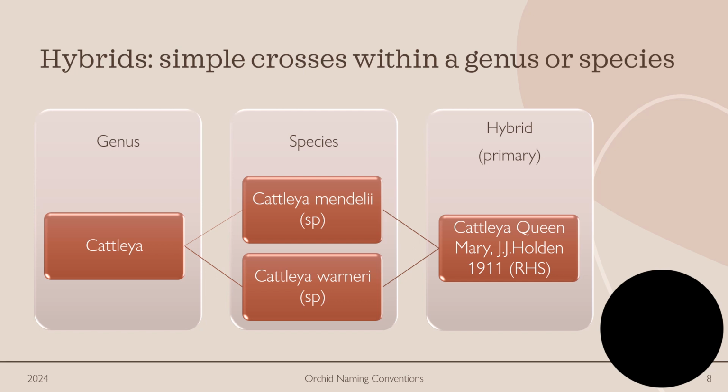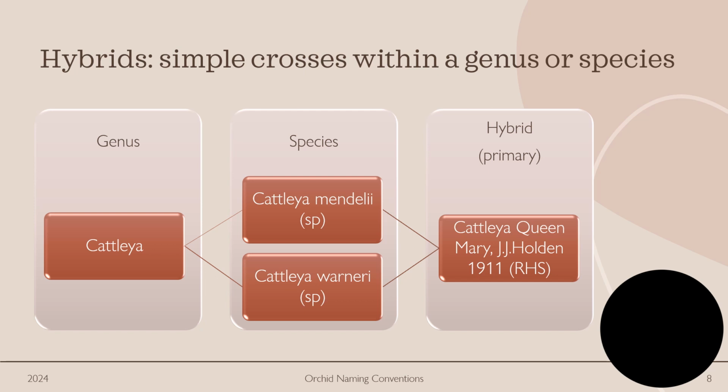The first cross is known as a primary hybrid. Here we have the genus Cattleya, two species, Endelii and Warneri, and those were crossed in 1911 to create a primary hybrid called Cattleya Queen Mary. They were crossed by J.J. Holden and registered in 1911 with the RHS.